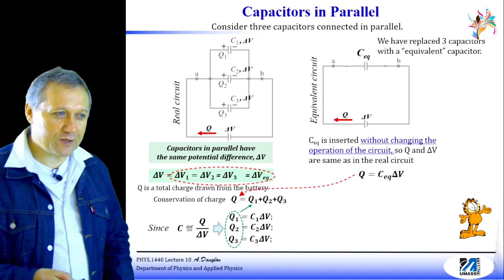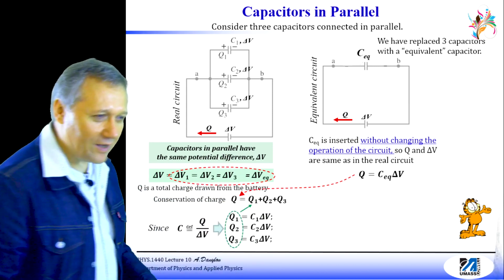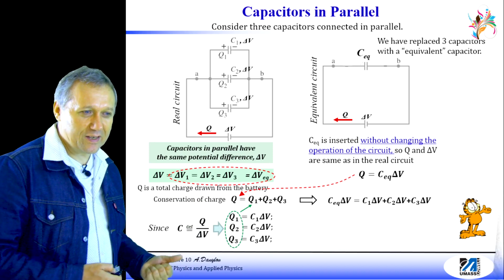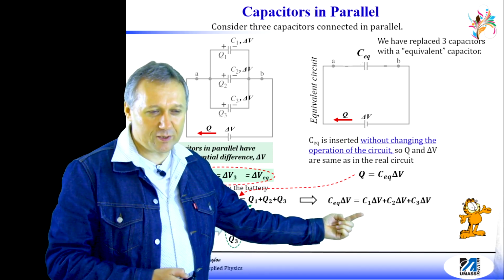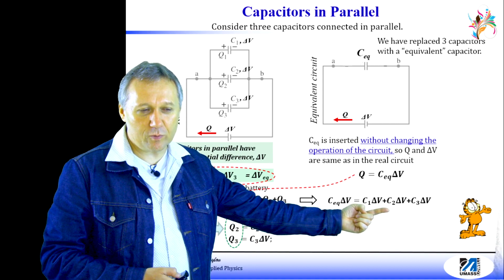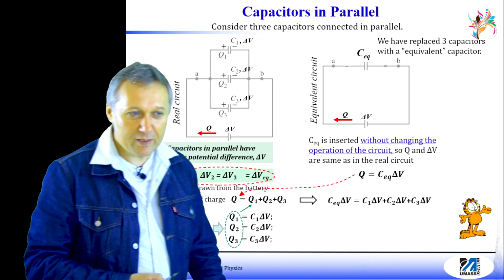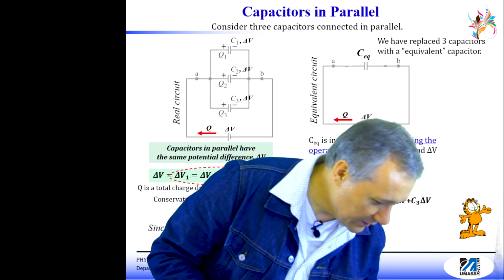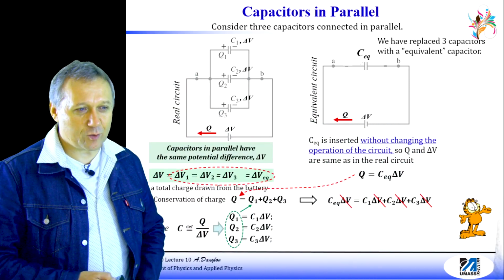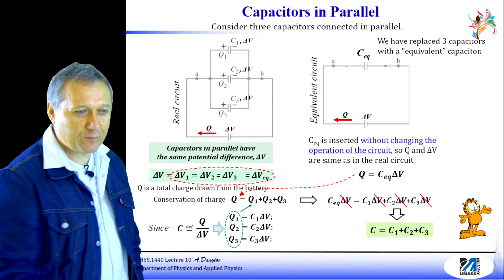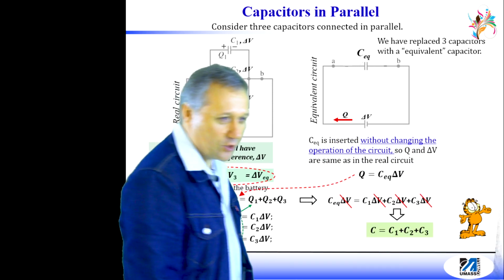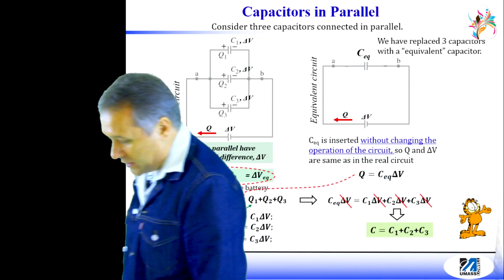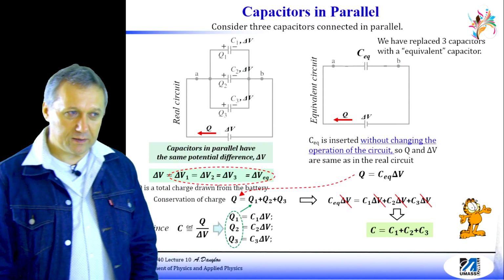So now the derivation is almost done. We just need to insert all these ingredients into this expression, and we will end up, right? So instead of Q, C equivalent times delta V, and instead of those Q1 and Q2 and Q3, we have those. And you see delta V is exactly the same throughout the whole expression. Okay, so delta V can be cancelled, and we're getting the formula which can be used to find the value of an equivalent capacitance when capacitors are connected in parallel.